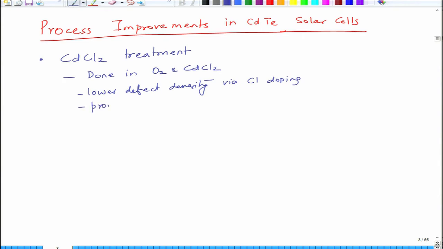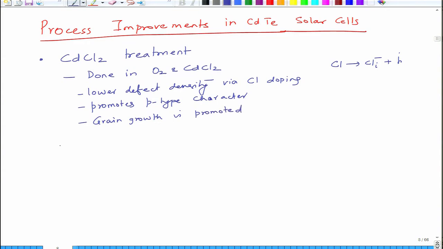It also promotes the p-type character, okay. So, when Cl goes in, it goes as Cl minus plus. If it goes to an interstitial site, let us say, then it gives rise to a hole, okay. So, it promotes the p-type character, and this also promotes the grain growth. And one also does low resistance contact. So, if you couple this CdCl2 treatment with low resistance contact formation, this leads to better device properties.